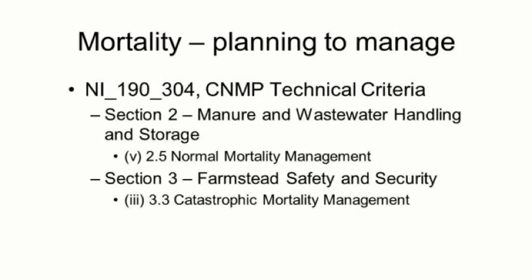So we plan to manage. And for comprehensive nutrient management planning, in the case of technical service providers, we are required to plan for both normal mortality in the CNMP technical criteria, and we're required to develop a plan for catastrophic mortality management. And that would be required by the CNMP. Now, in your voluntary environmental programs that may be in the state or other states, those too require the planning of mortality management.